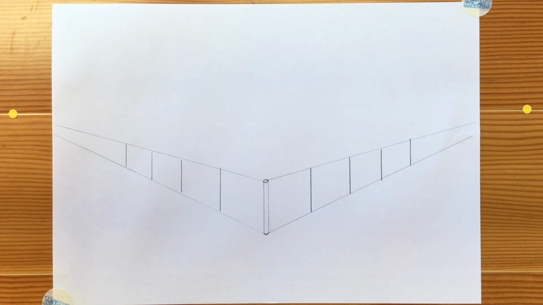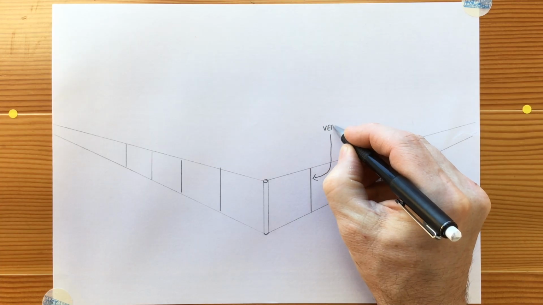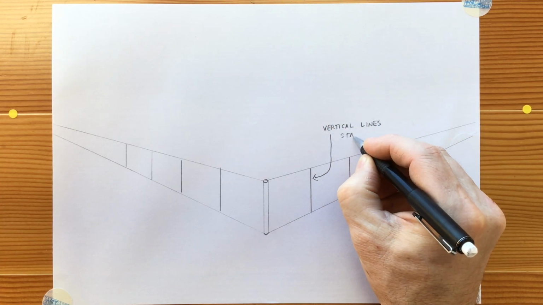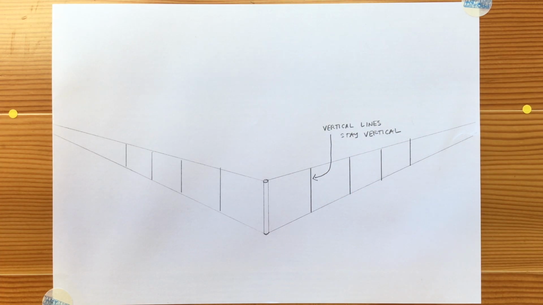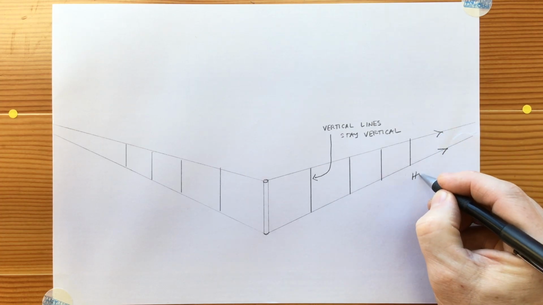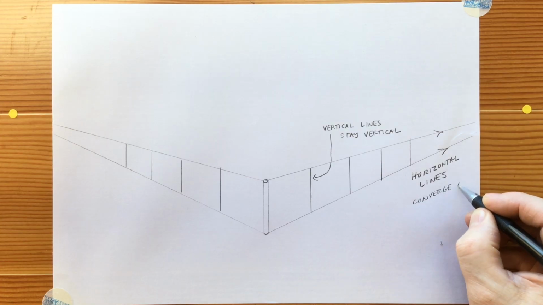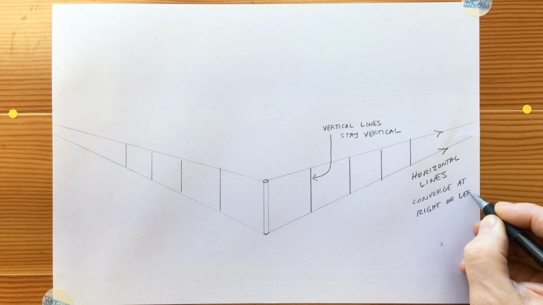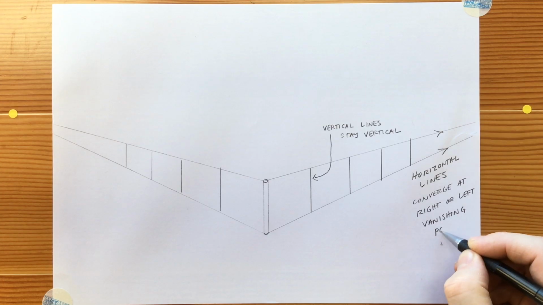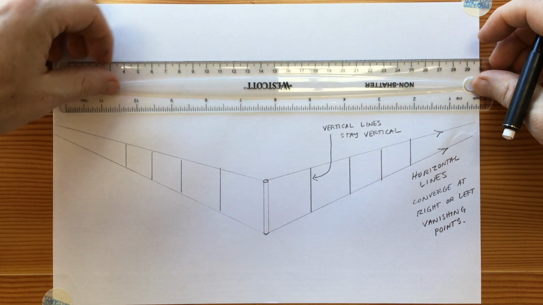Again, in two-point perspective, all vertical lines remain vertical. So if we were to imagine some additional fence posts, they would all be vertical and parallel, but the horizontal edges converge at two vanishing points on the horizon.